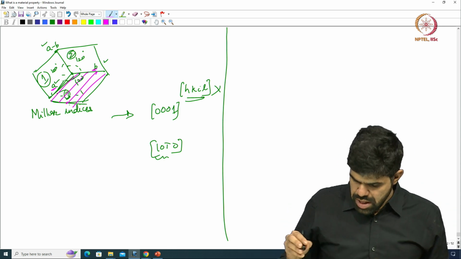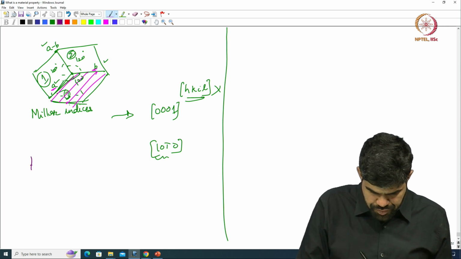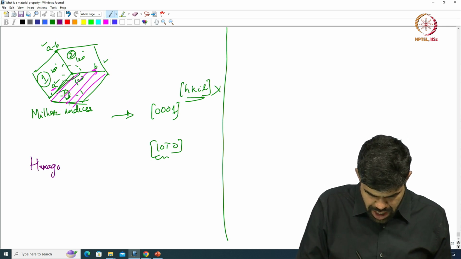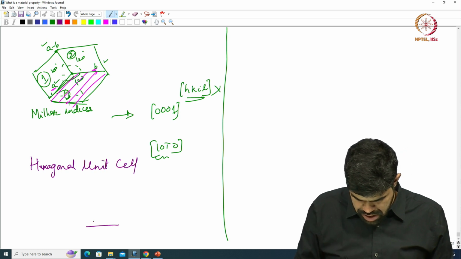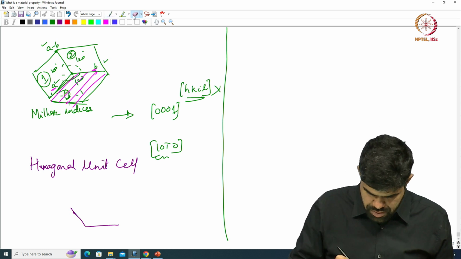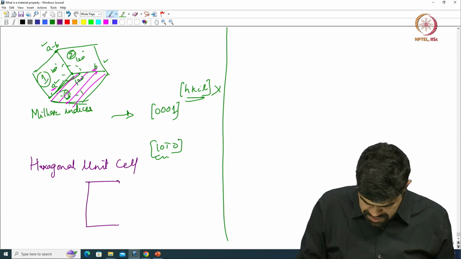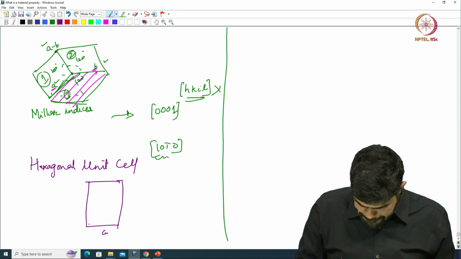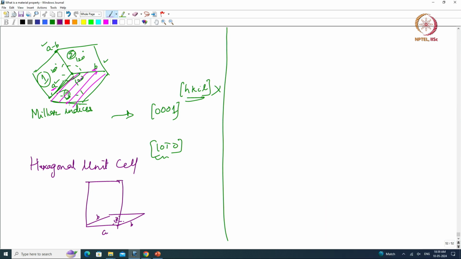Now, let me actually draw it. So, that is the A axis, sorry, again let me just draw the C axis first. So, this is A and now this is B, and the angle between A and B is 120 degrees. Okay.